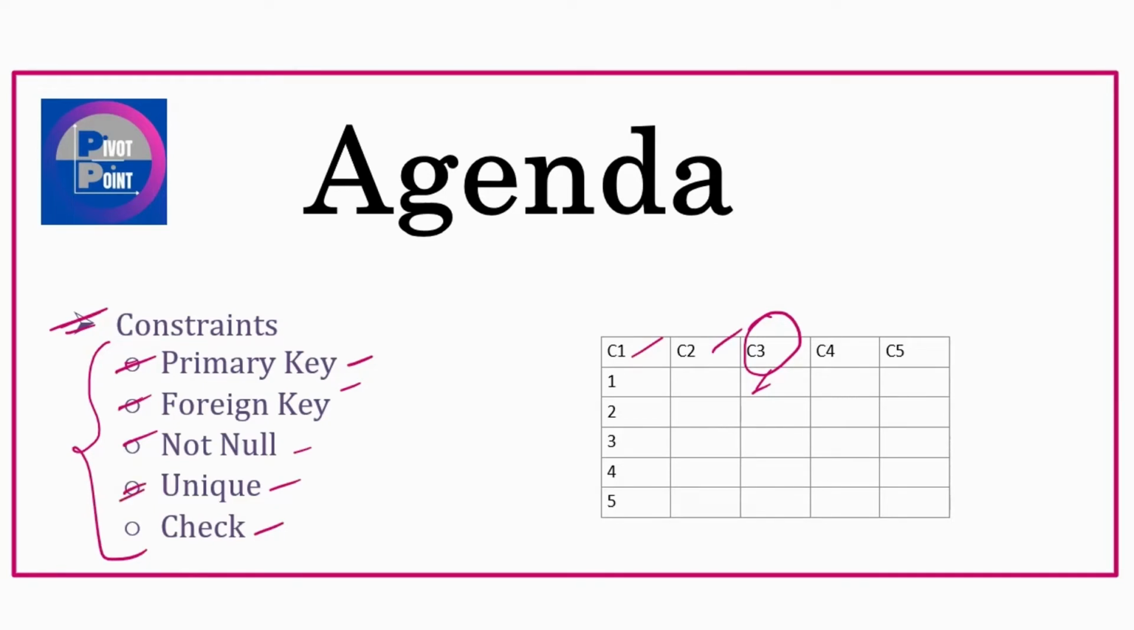Unique constraint defines that all the values within a given column have to be absolutely unique and we want to avoid any duplicate values. Check constraint helps us to validate a value within a particular column depending upon a specified condition.